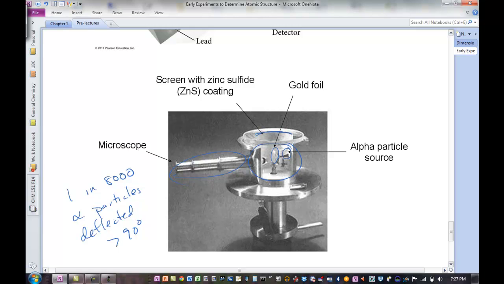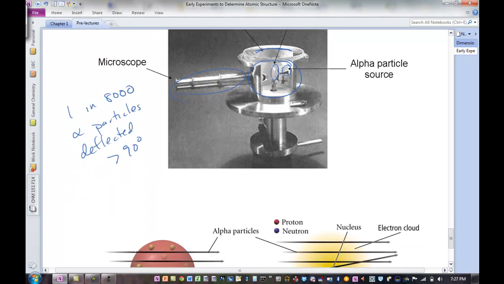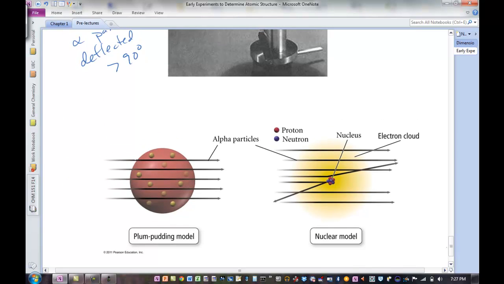That might not seem like much, but to Rutherford that said the plum pudding model could not be correct. Every alpha particle should have just ripped through that diffuse charge. But instead, 1 in 8,000 bounced off at a large angle. So what could that mean? Well, to Rutherford, that meant a new model of the atom, what we'll call the nuclear model of the atom.